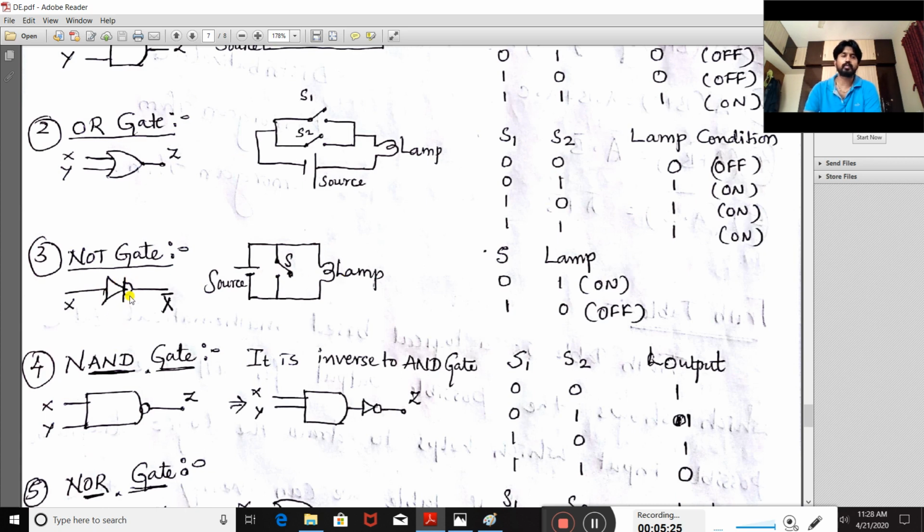This NOT gate shows that whatever input you give, you get its reverse as output. If you give 0, you will get 1. If you give 1, you will get 0. That is the complement.